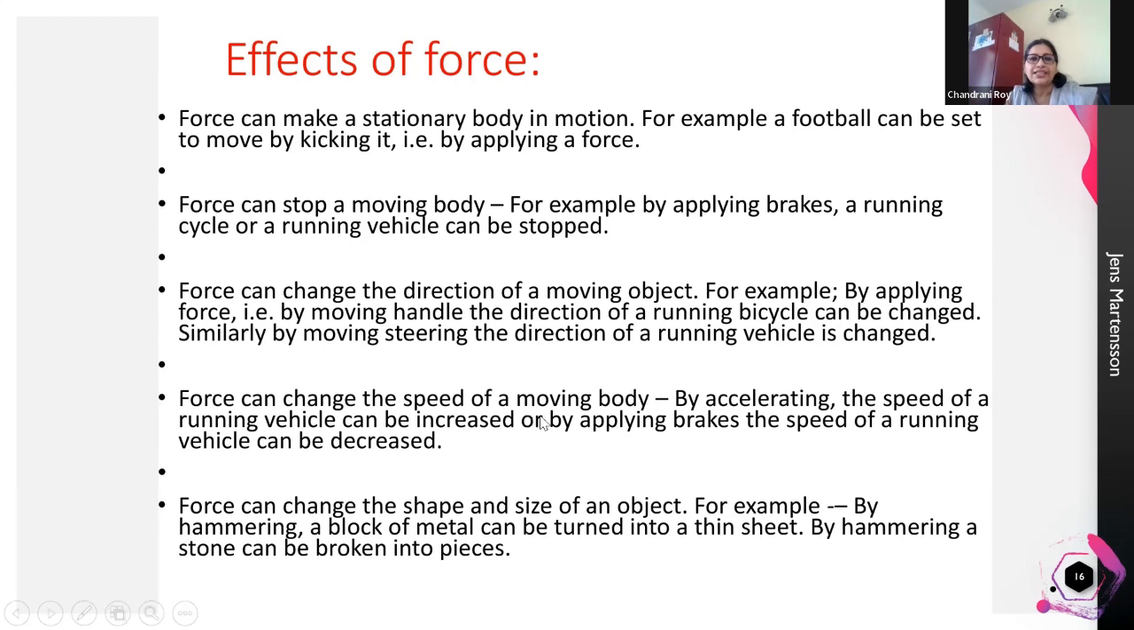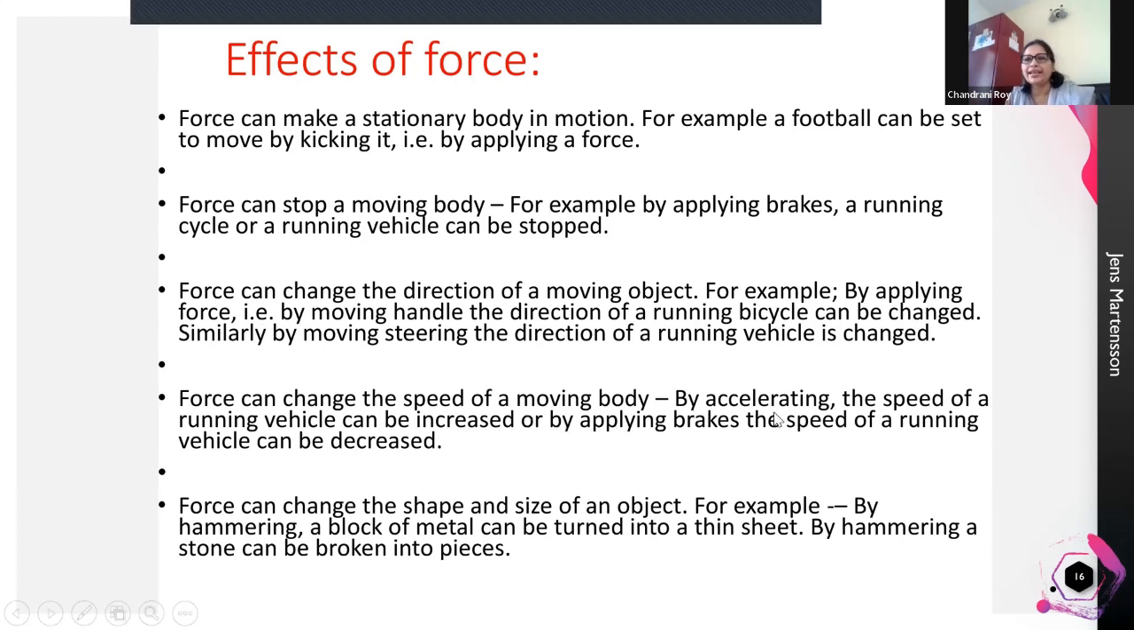Then force can change the speed of a moving body. By accelerating, the speed of a running vehicle can be increased. We can also increase or decrease the speed of a moving body by applying a force, and we can allow children to give us examples. Force can change the shape and size of an object.